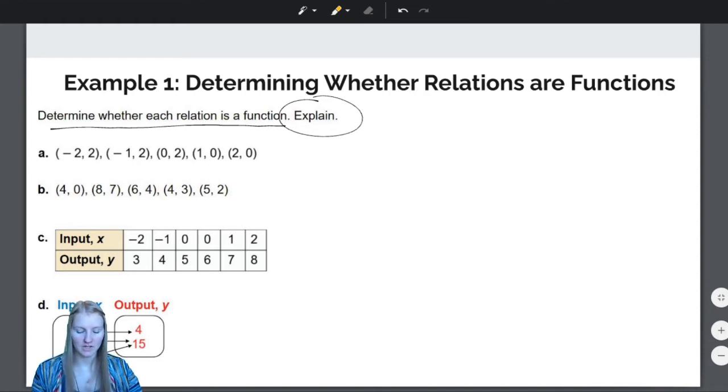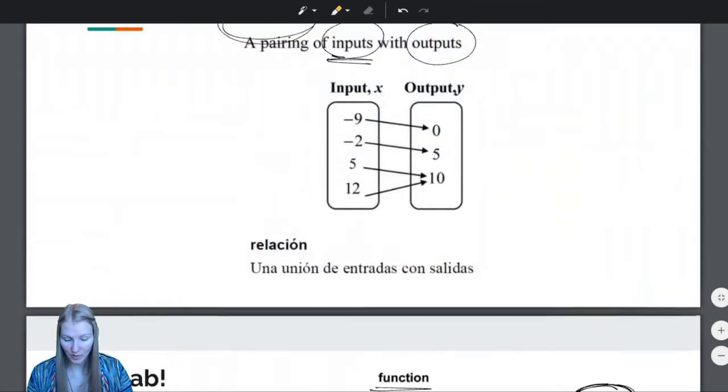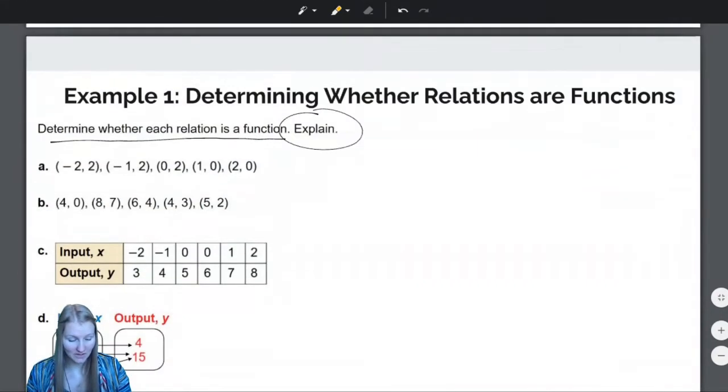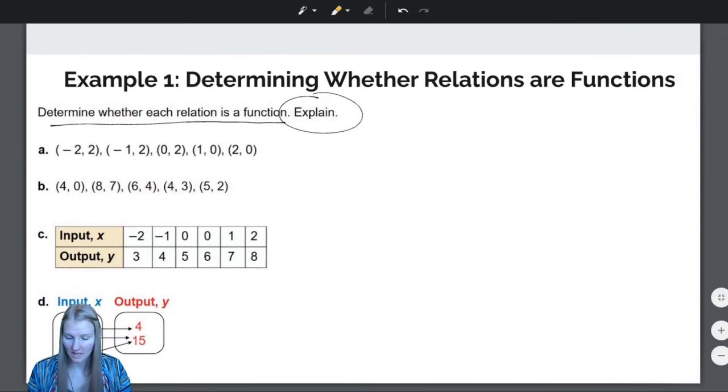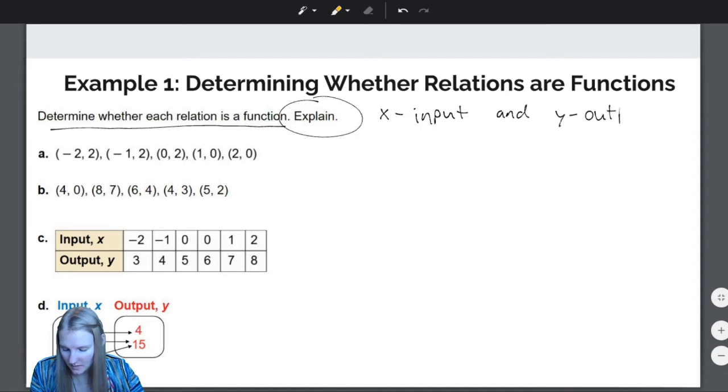Now, something we didn't mention in the last slide is that your inputs are going to be your x values. Your outputs are going to be your y values. And this is very helpful when we do problems like this. So, I'm going to write that right at the top. X is the input, and y is the output.